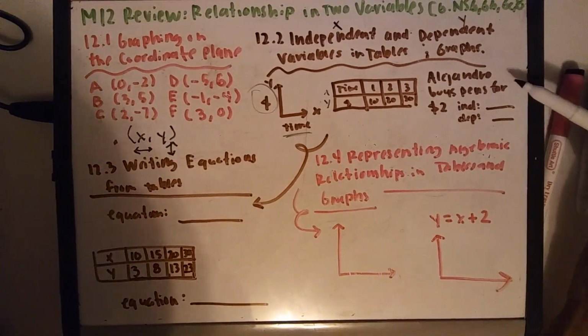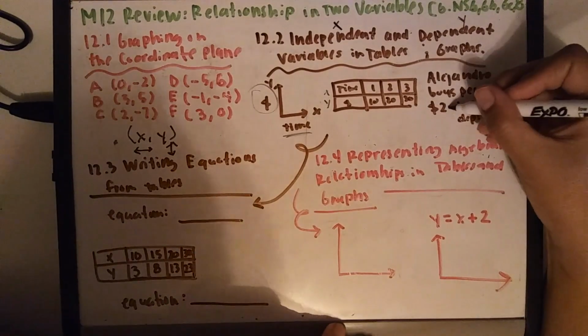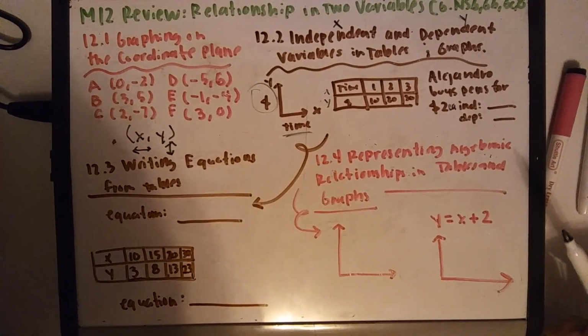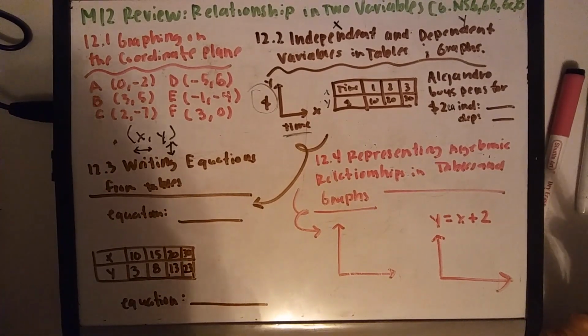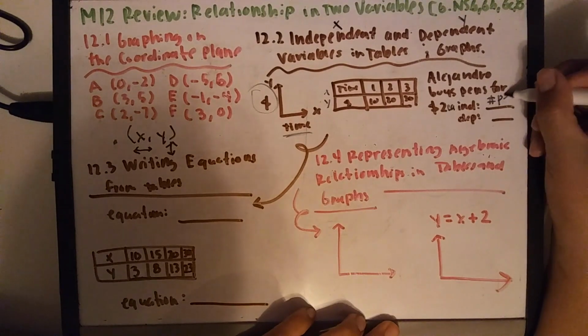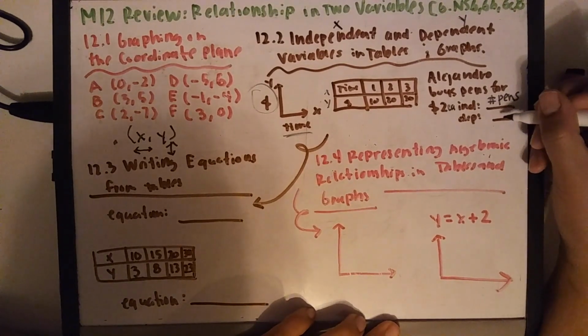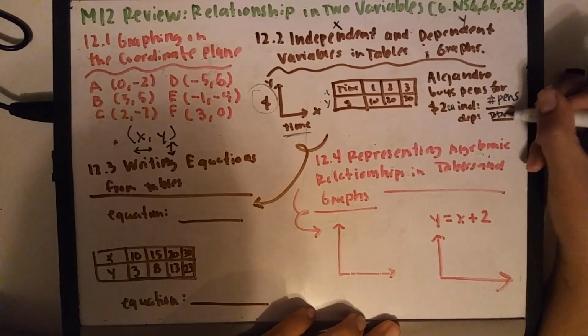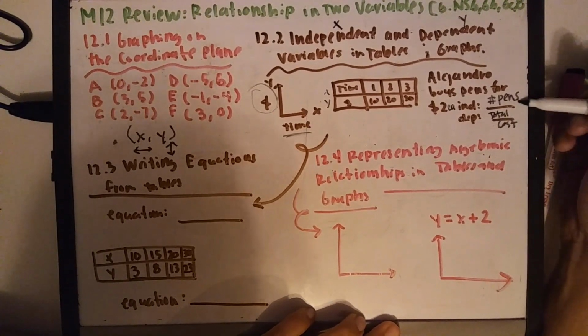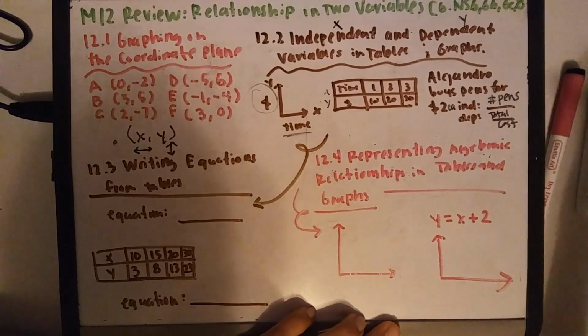And we say that Alejandro buys pens for $2 each, okay? How would I graph it, or how would I do the table, and then think about which ones will be the independent and the dependent. Independent is basically the number of pens that he buys, right? Because how much money he pays, okay? So the total cost is going to be the dependent. Depending on how many pens he buys is how much money he's going to pay, okay?